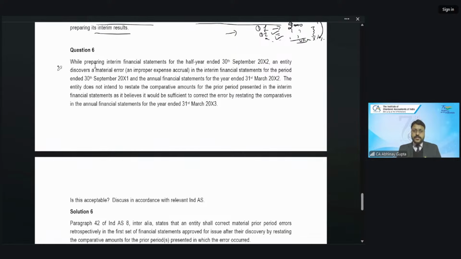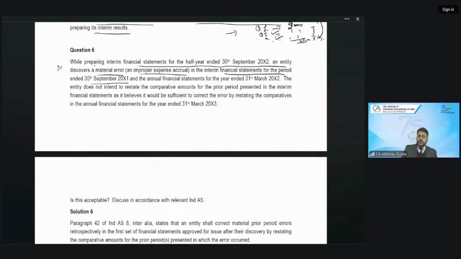Okay. So let's do question number 6 before we complete the session today. While preparing interim financial statements for the half year ended 30th September 2002, an entity discovers a material error or an improper expense accrual in the interim financial statements for the period ended 30th September 2001, right? So while preparing the financial statements for which period? Half year, that is interim period.